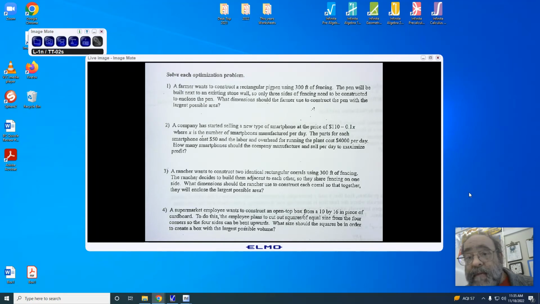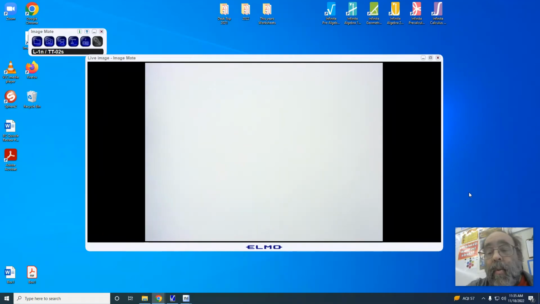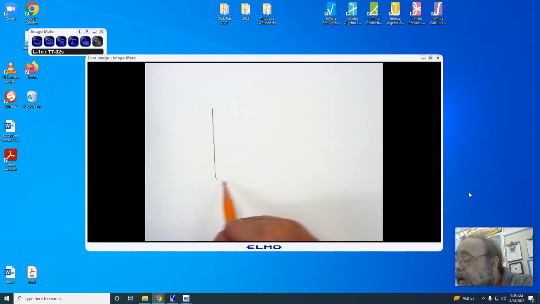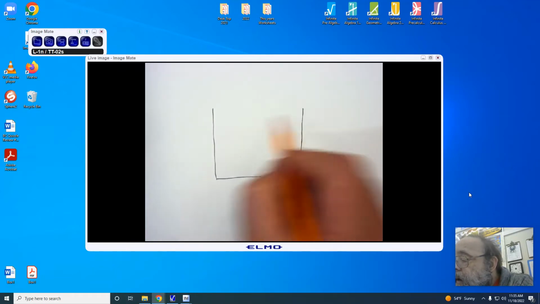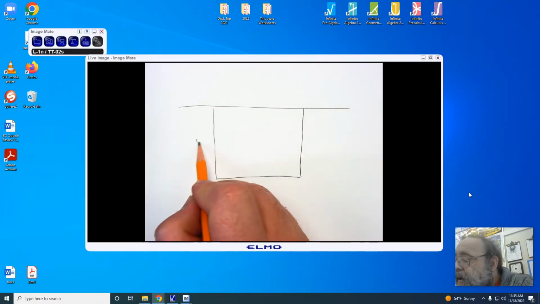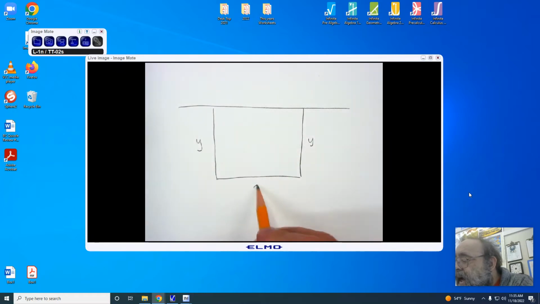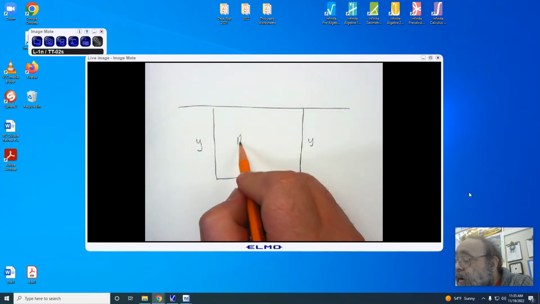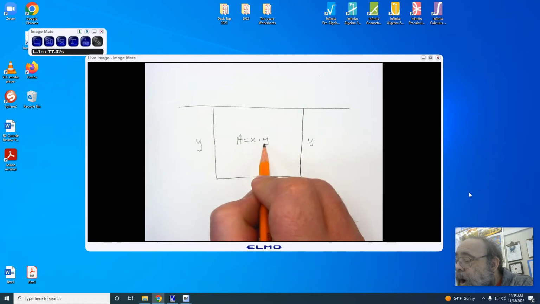Alrighty, so these are the 4 problems we're going to be working on, and they are all maximization. Let's go ahead and take a look at number 1. I recommend that you start by drawing a picture. Here is my pen. Here is my wall. The values I'm working with are y and x, and I know that the area is x times y.